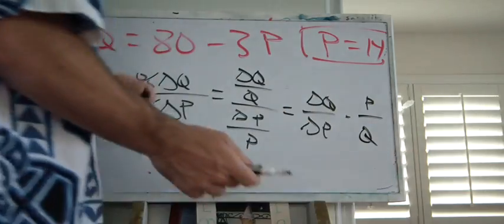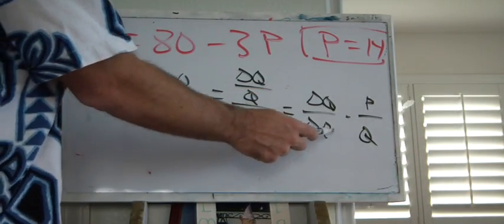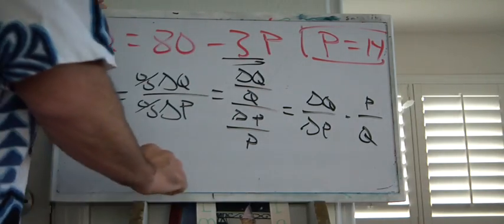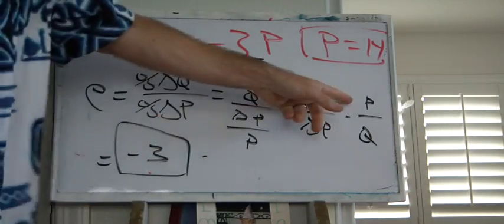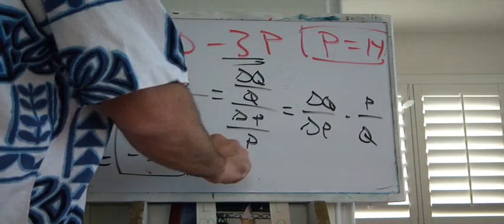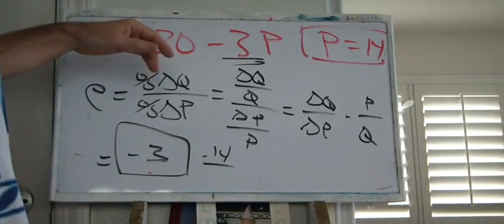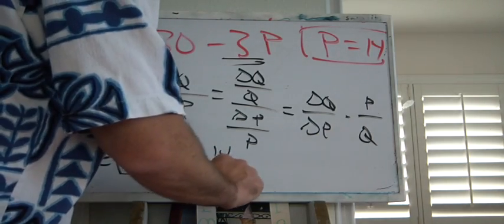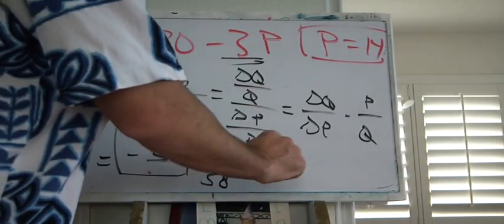If you rearrange this, you have to check this. It's a quadruple decker. But what is the change in quantity over the change in price? That's just that coefficient, times price, which is 14. And what is the quantity when the price is 14? I think we said it was 38. 80 minus 42, yeah, it's 38. So that gives me 3 times 14 is 42, over 38.